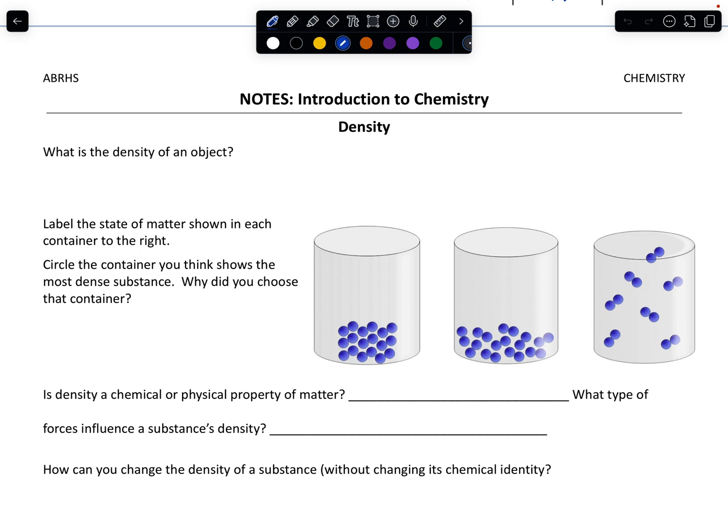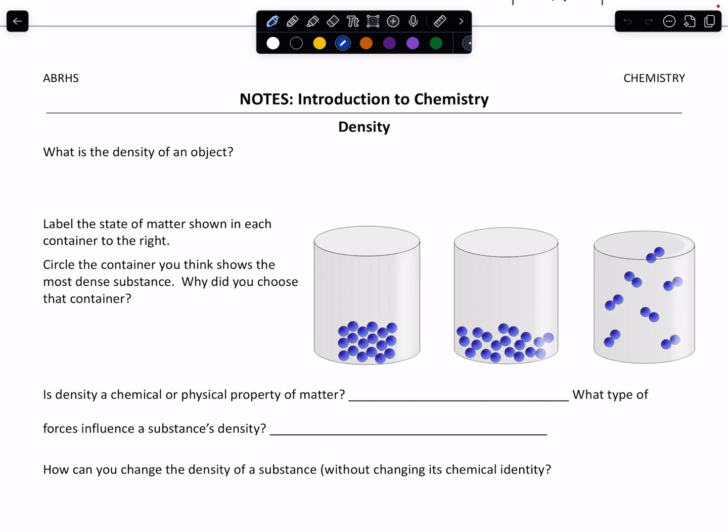This is the final screencast in the series focused on our Introduction to Chemistry unit. And this one will be dealing with density. We'll talk a little bit about what density is, and then we'll do some practice problems that involve the density formula. All right, so let's start with the definition for density.